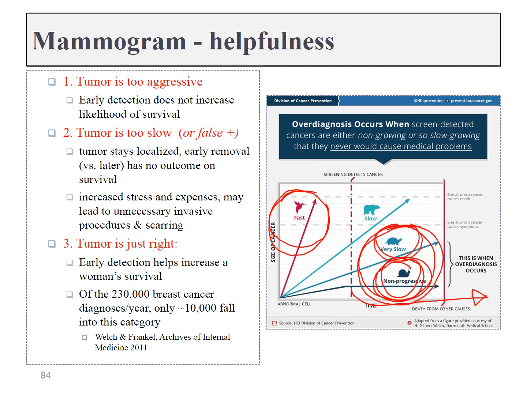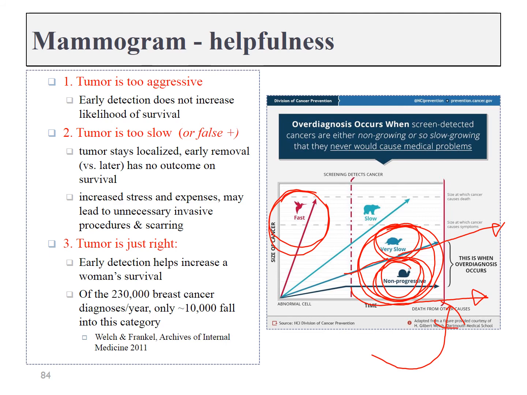And the slow-growing ones, again, who cares when you detect these tumors? They are growing so slowly that they wouldn't kill your patient until they reached the age of 120 or something. And there's a much better chance they're going to die from heart disease long before then.